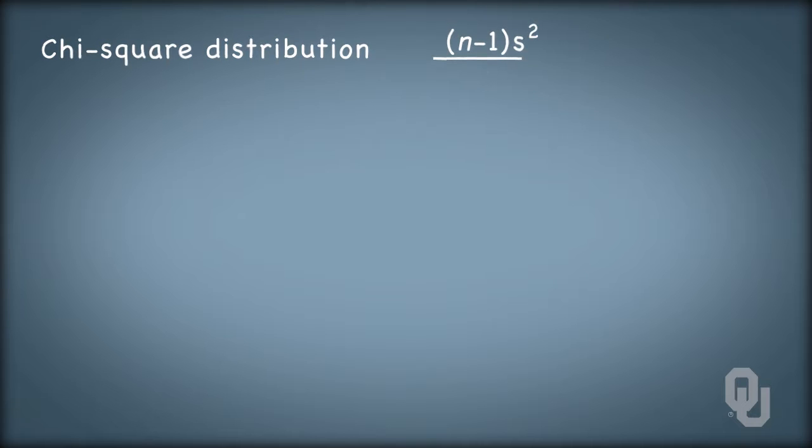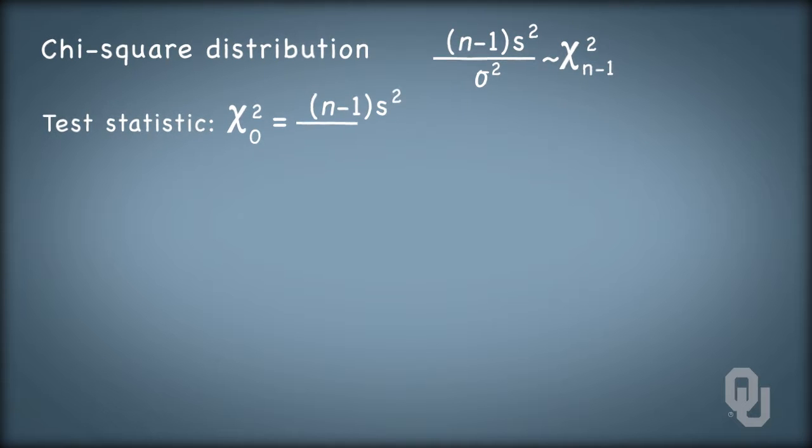The distribution of our test statistic is the chi-square distribution. Recall that n-1 times s squared divided by sigma squared follows a chi-square distribution with n-1 degrees of freedom. Therefore, the test statistic, chi-square naught, is n-1 times s squared divided by sigma naught squared. This test statistic looks a little bit different than the others, but it works similarly.